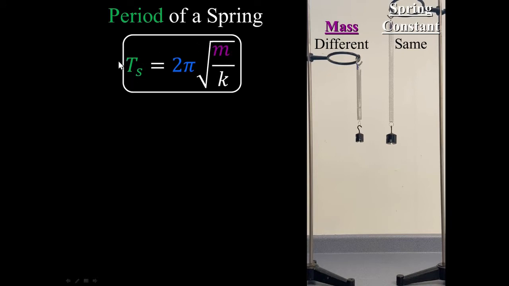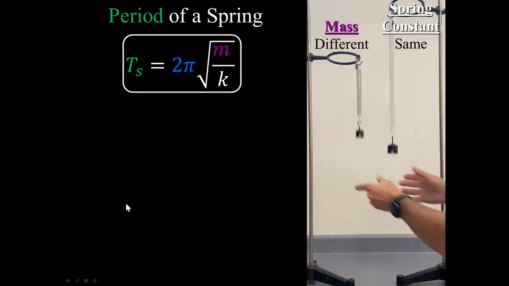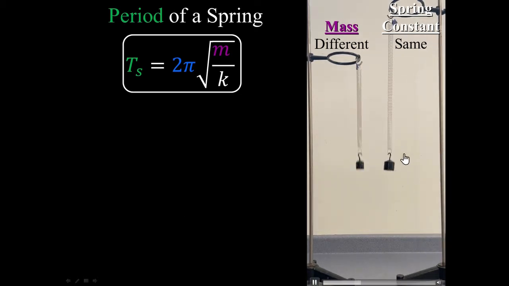What's that going to do to the period? Which one is going to have a larger period? Well, more mass in the numerator is also going to be a longer period, and so this one should take longer to go back and forth. And you can see that this spring here had a longer period. It took more time to go back and forth.